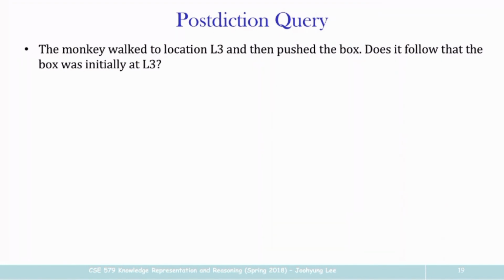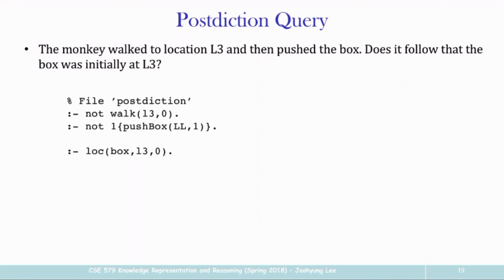Here's an example. The monkey walked to location L3 and then pushed the box. Okay? Does it follow that the box was initially at L3? It is, because if the box was not at L3, then the monkey cannot push the box. There was a precondition about pushing the box. So how do we model this?